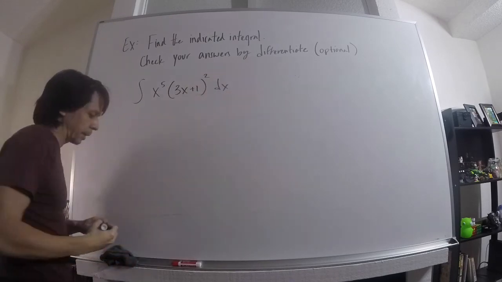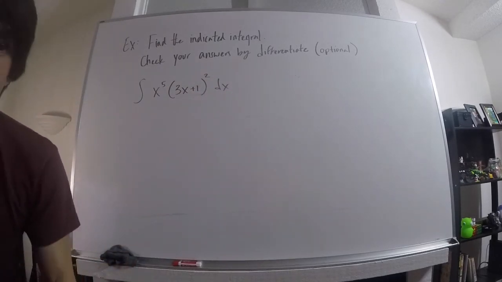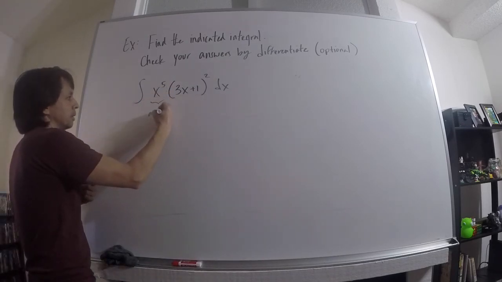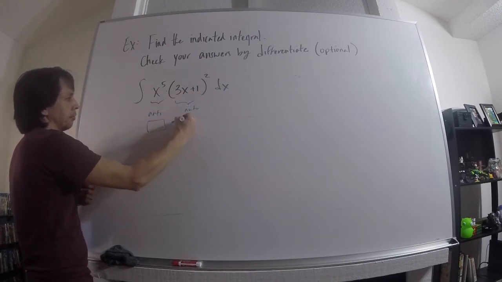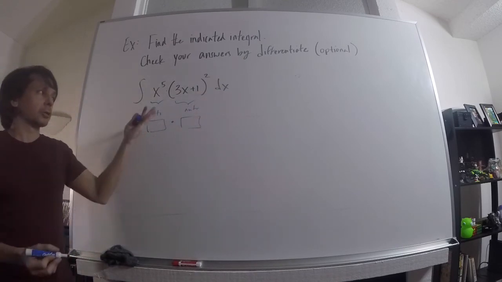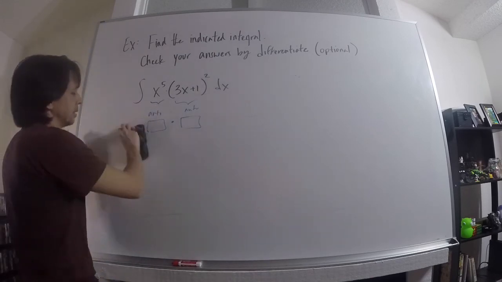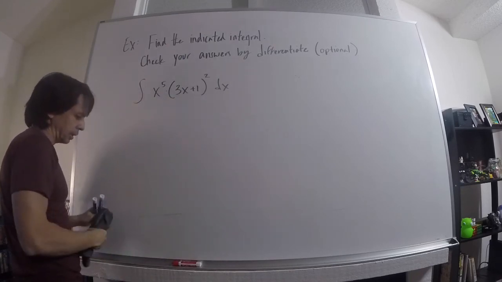dx. Okay. Now, one thing you cannot do is just take the antiderivative of these two pieces and then multiply them together. That is not a rule. There is no product rule for antiderivatives or integration, so that is not a thing. So you're not going to get x to the 6 over 6 at any stage here.